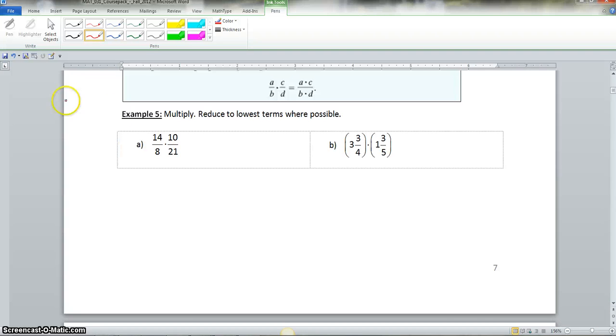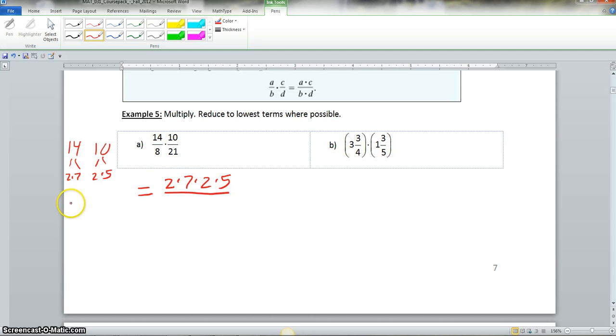Now listen, this is how I would approach the problem. Instead of multiplying straight across, why don't we take the prime factorization of these numbers first? Like take 14. 14 is 2 times 7. And 10 is 2 times 5. So now, when we multiply them, our numerator would be 2 times 7 times 2 times 5. That's still multiplying 14 times 10.